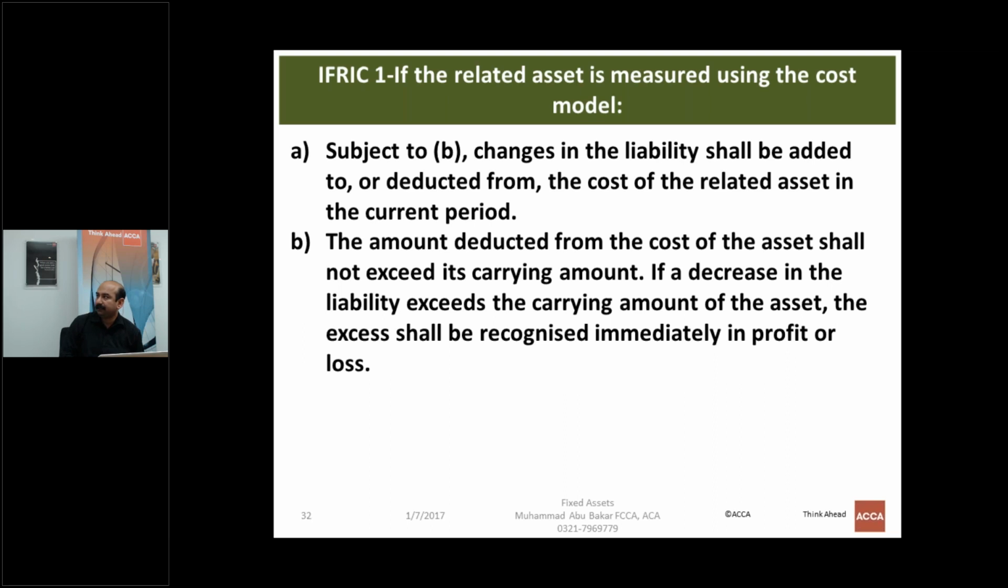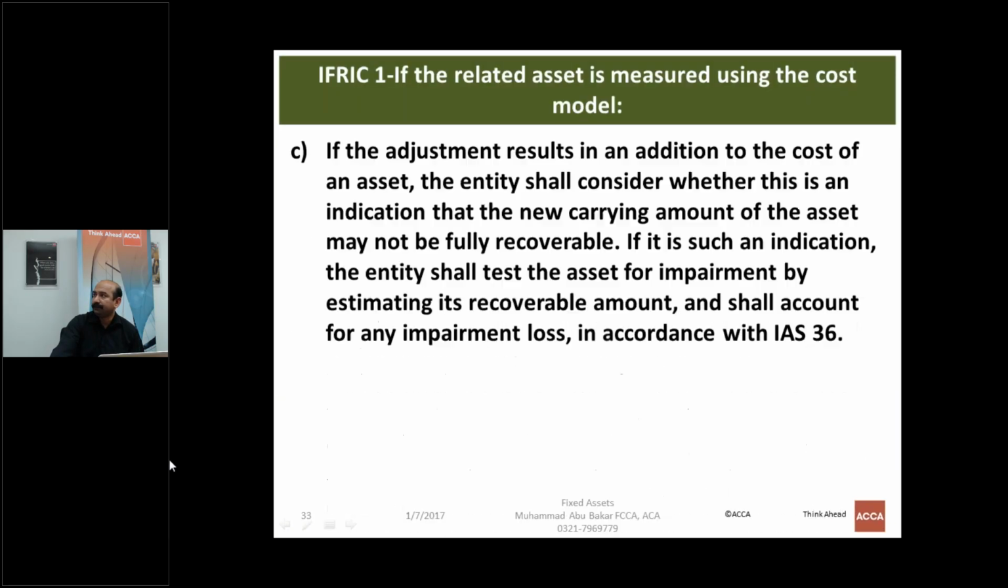If a decrease, so this is the principle related to cost model. If the adjustment results in an addition to the cost of an asset, the entity shall consider whether this is an indication that the new carrying value amount of the asset may not be fully recoverable. This is another aspect, but so far as its basic treatment is concerned, we have seen in A and B. But if there is an increase, you can look into the recoverability issue as per International Accounting Standard 36.